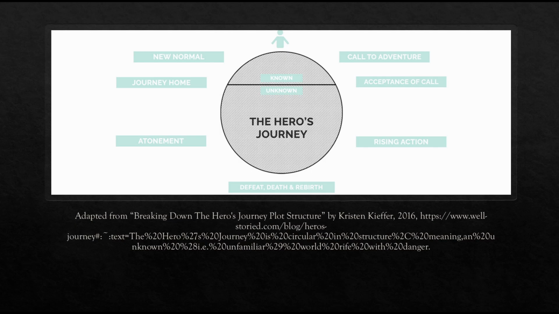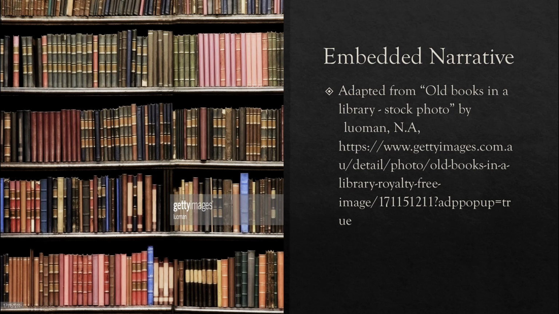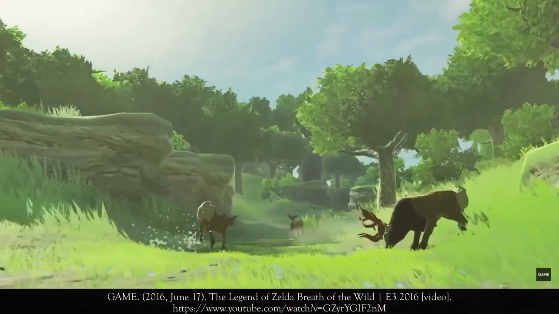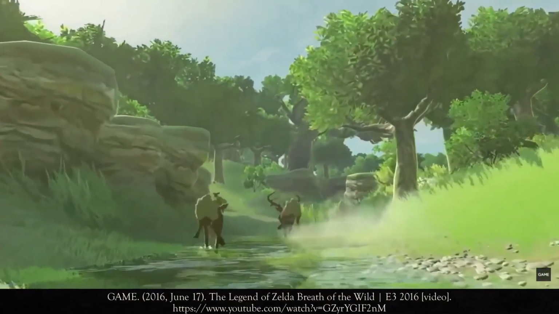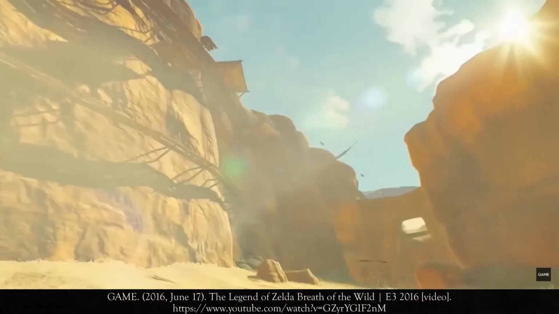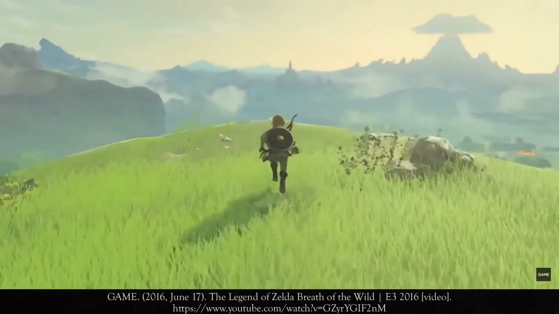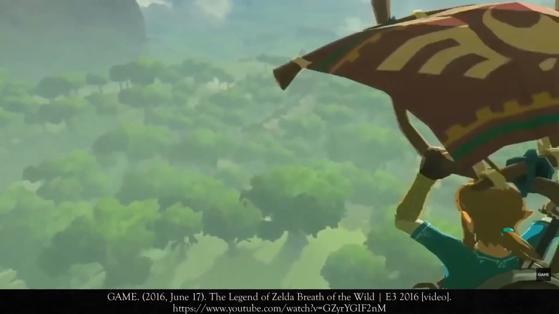Although the story is mainly completed after Ganondorf's defeat, the game still uses the hero's journey model for storytelling incredibly effectively. Breath of the Wild uses embedded narrative incredibly well in its storytelling. Embedded narrative is often described as a smaller story taking place within a larger story, and Breath of the Wild has many smaller stories throughout the game's many side quests.